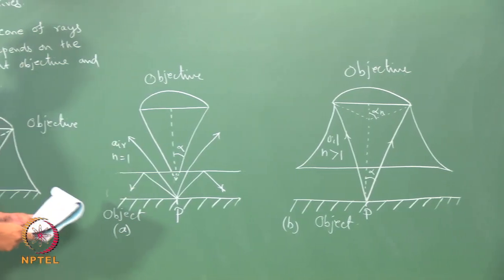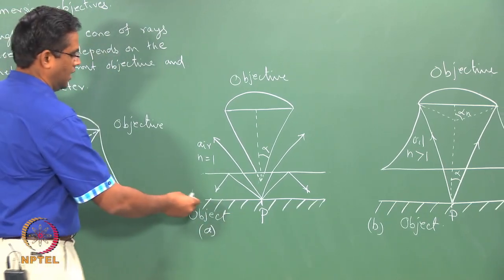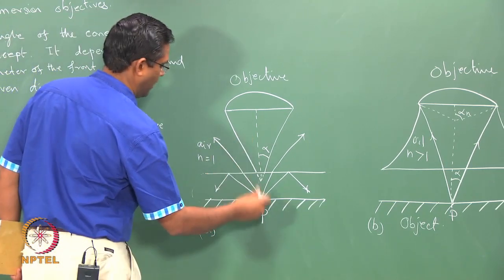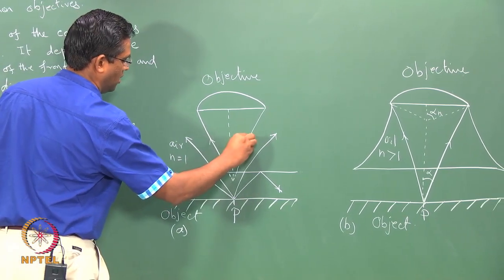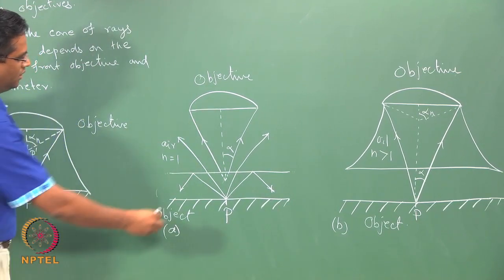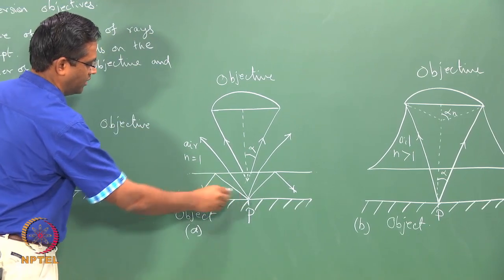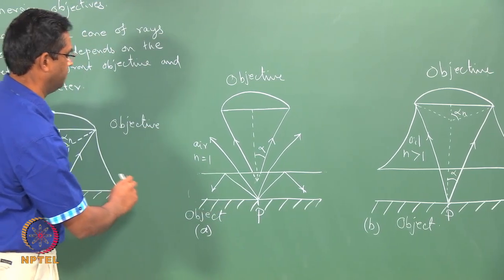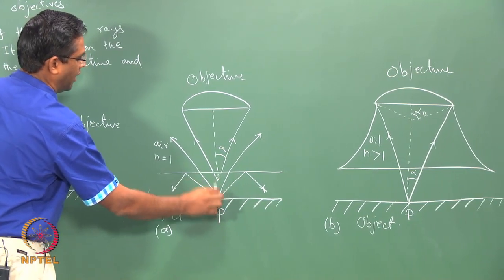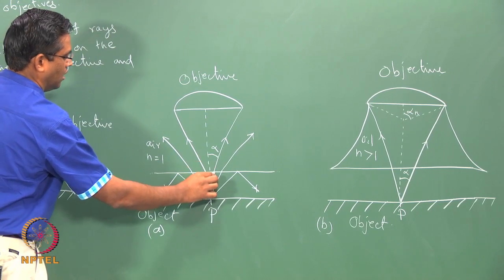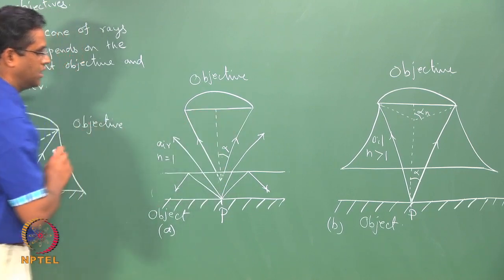So now let us compare these two. This is an object within a cover slip, and you see that the light which is emanating from this object, before it gets collected into this objective lens, undergoes reflection as well as refraction. Only the rays which are subtending this angle, coming in within this angle, get collected into the objective.